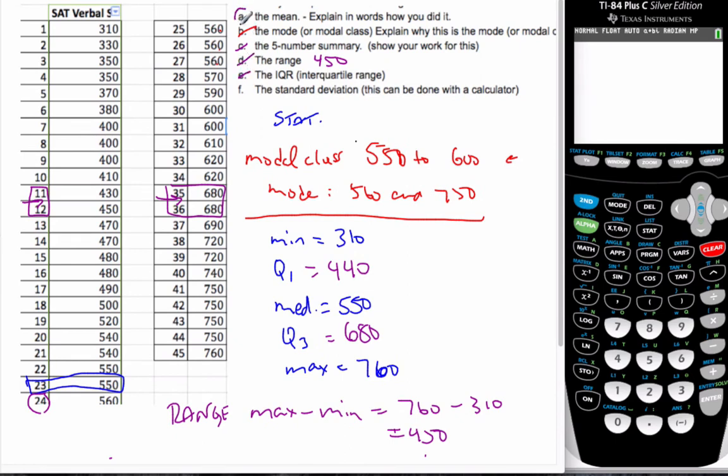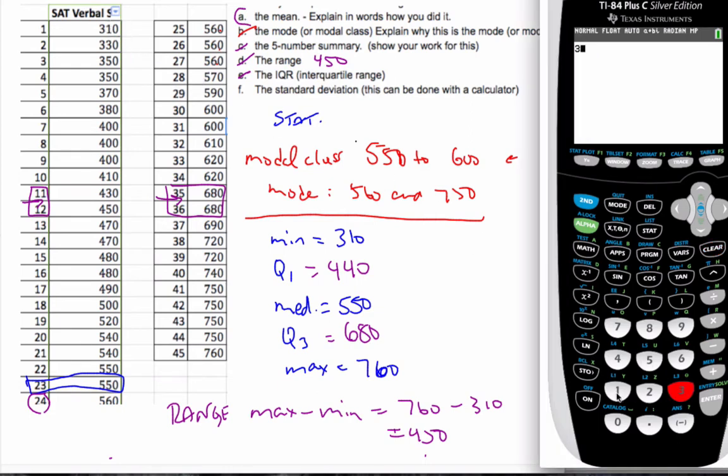The next thing is the mean. What I'm going to do for that is add 310 plus 330 plus 350, and so on and so forth, add them all up, and then divide that value by 45. But there is an easier way to do it. And this will also help me with the standard deviation as well.